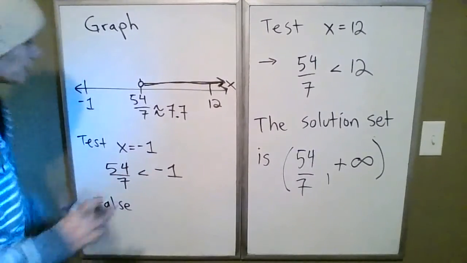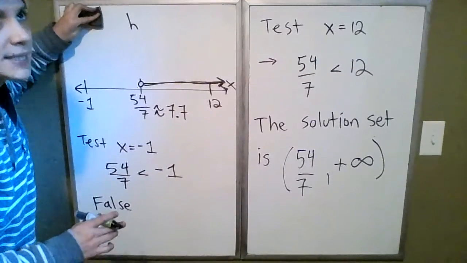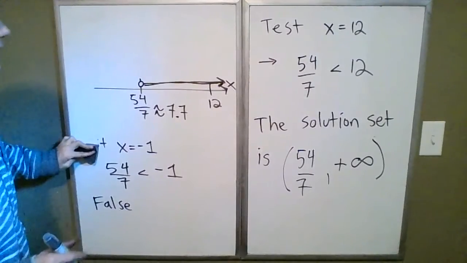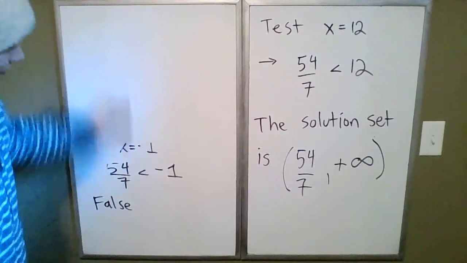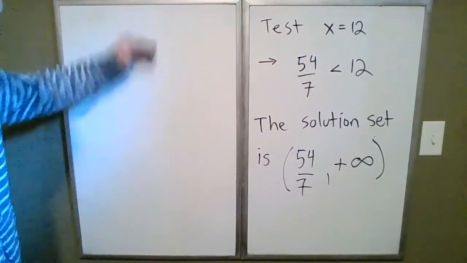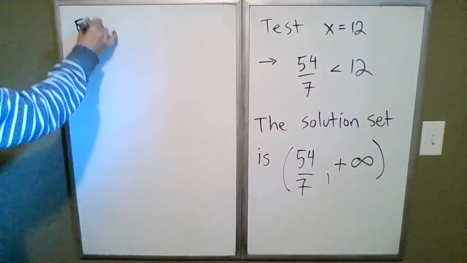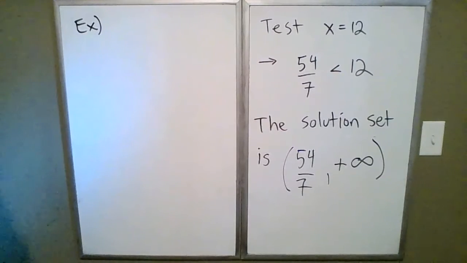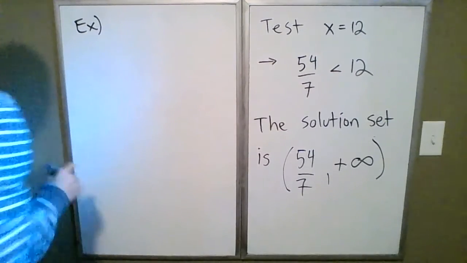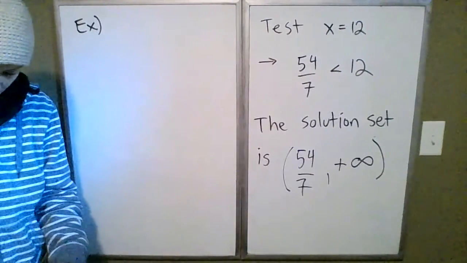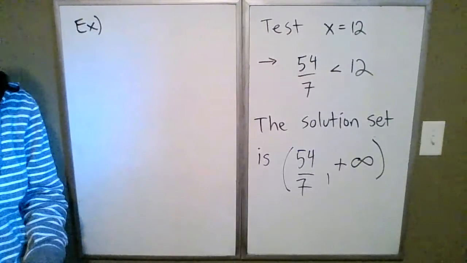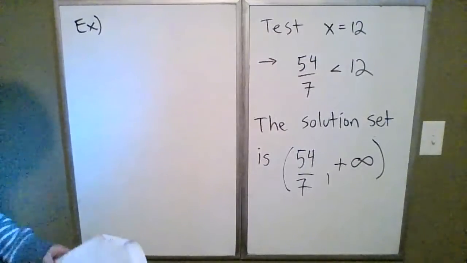I'm gonna try to do one more, and then we'll practice this next time after we discuss absolute values. Ooh, this is a good one. Okay, there's 3 pieces. We're gonna do this.